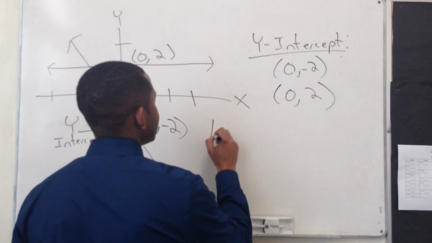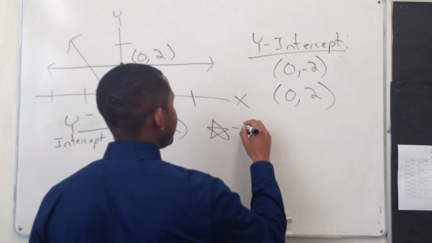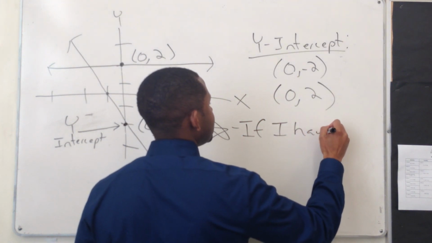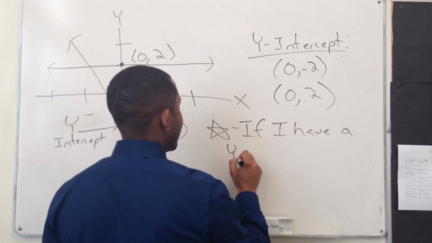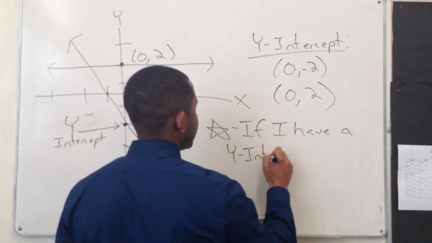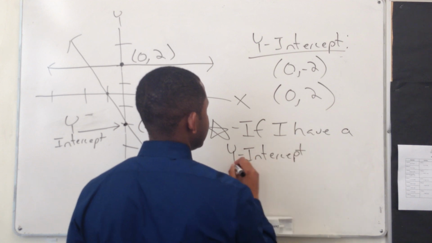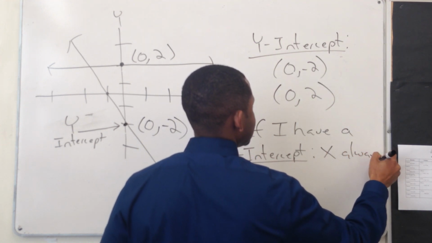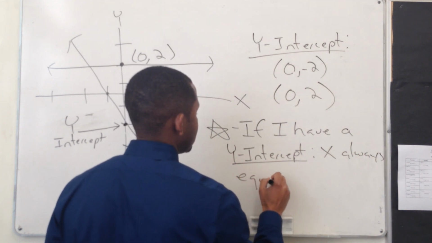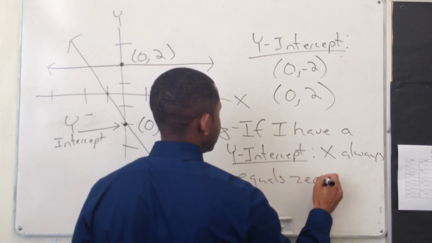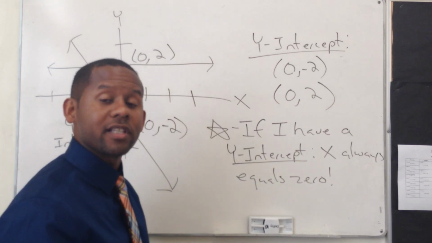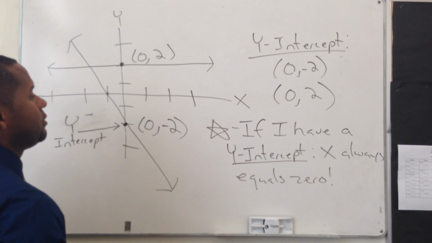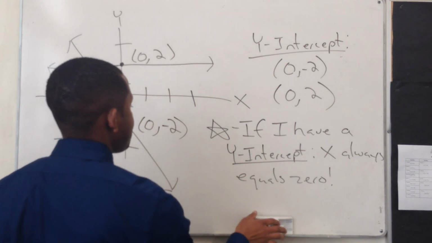So I'm going to write this down. Star. If I have a y-intercept, x always equals 0. Okay? X-intercept, y always equals 0. Y-intercepts, x always equals 0. Okay?